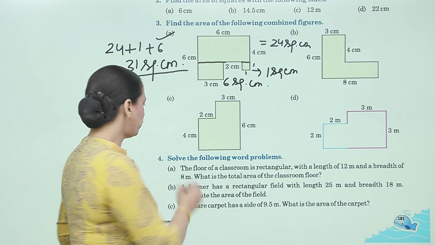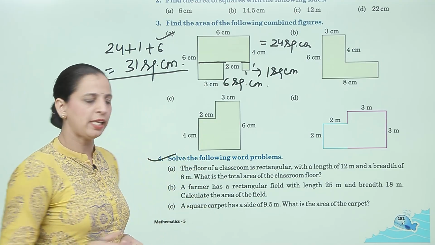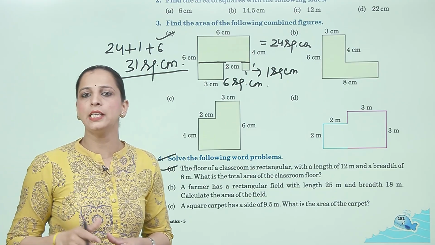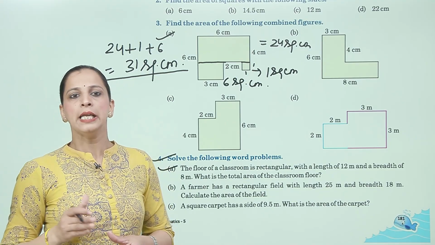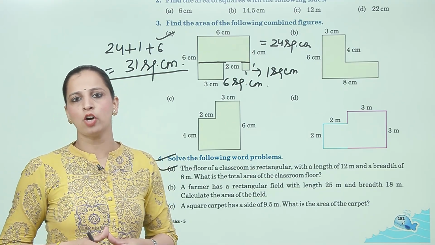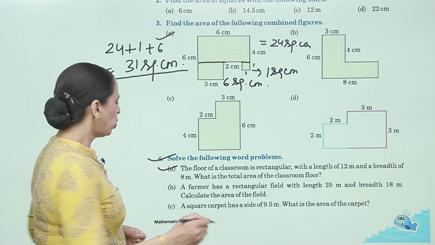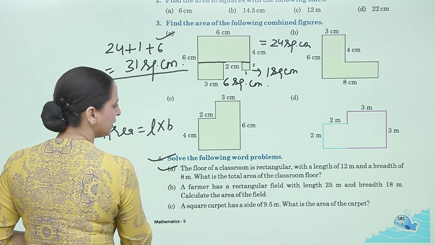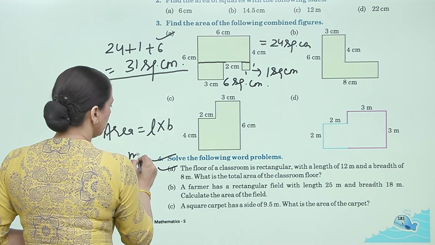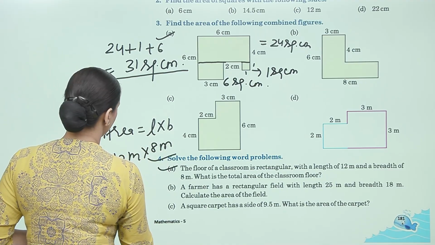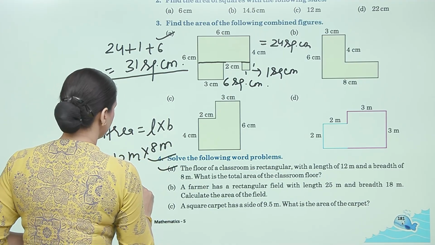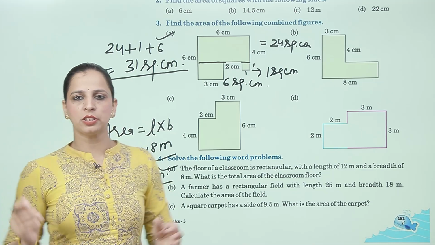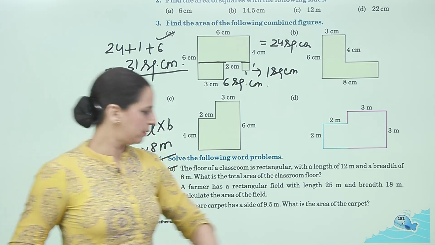नाउ नेक्स्ट क्वेश्चन नंबर 4, सॉल्व द फॉलोइंग वर्ड प्रॉब्लम. ए पार्ट, द फ्लोर ऑफ अ क्लासरूम इज रेक्टेंगुलर विद अ लेंथ ऑफ 12 मीटर एंड ब्रेथ ऑफ 8 मीटर. व्हाट इज द टोटल एरिया ऑफ द क्लास रूम फ्लोर? सो एरिया इज इक्वल्स टू length multiplied by breadth, that is equals to 12 meter multiplied by 8 meter. 12 8s are 96 स्क्वायर मीटर. तो बच्चों सेम मेथड को यूज करते हुए बाकी के पार्ट्स आप खुद ट्राई करेंगे.